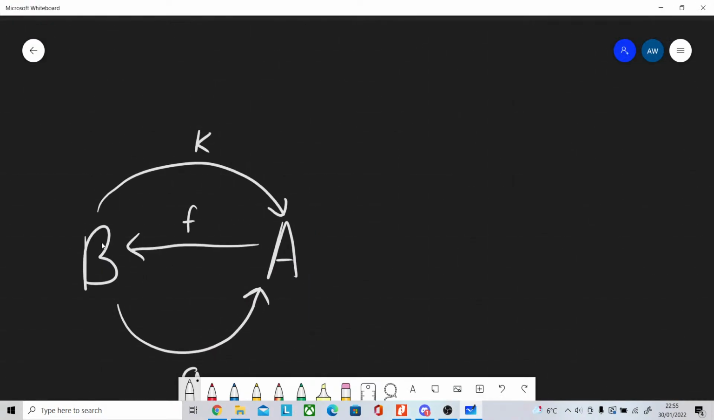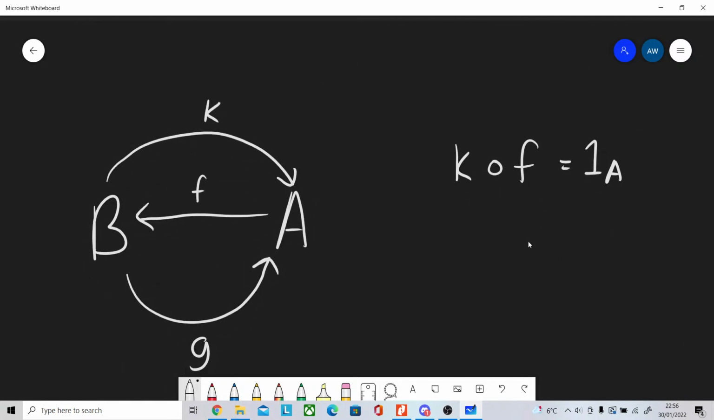So if we go f and then k, that will be the identity on A. Since k is the inverse of f, this cycling back around is the identity. And similarly, we can go f and then g, that's also going to be the identity. So we have k of f equals g of f.